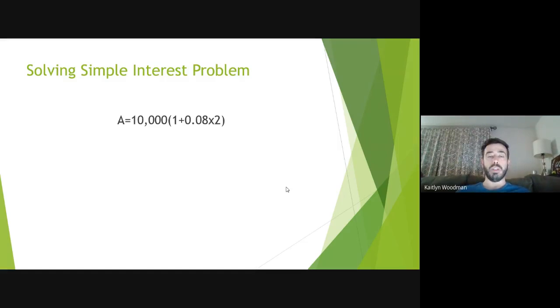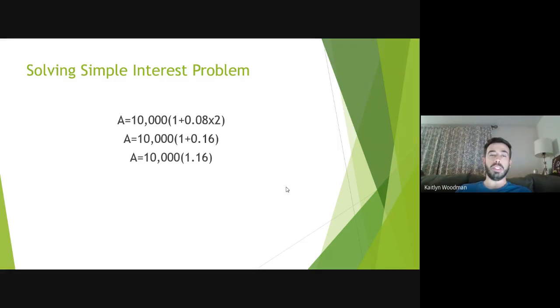So just like before, starting in those parentheses, we'll look at multiplication first. So 0.08 times 2 is 0.16. 1 plus 0.16 is 1.16. And finally, 10,000 times 1.16 is 11,600. Therefore, A equals $11,600.